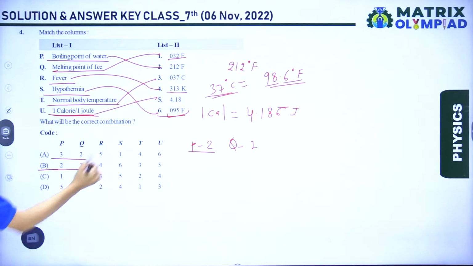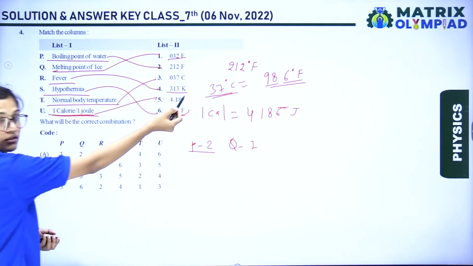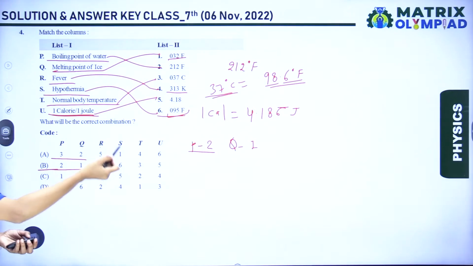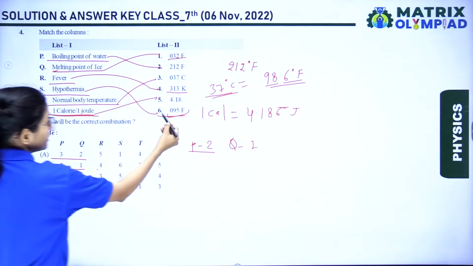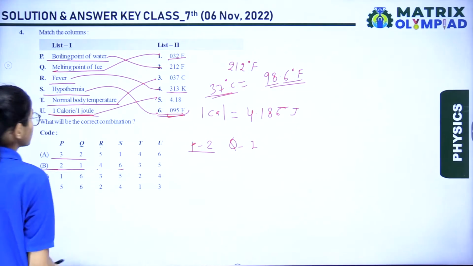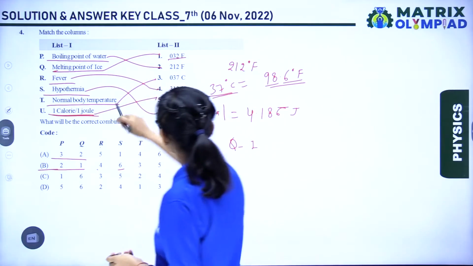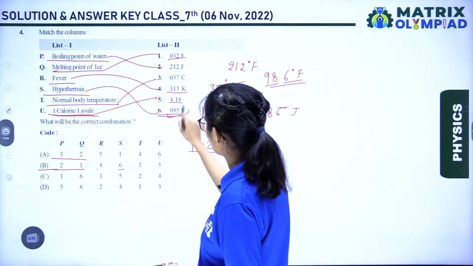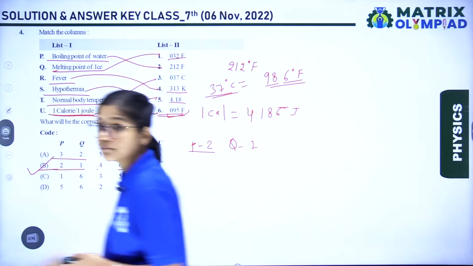Let's see, for R, that is 4, fever, that is 313 Kelvin, and hypothermia is a condition in which body temperatures just get down from a normal body temperature. So that will be for 6. Yes, that's also good. And then T resembles with 3, and 1 calorie and 1 joule will be equal to 4.18. So for the fourth question, our answer will be B option.